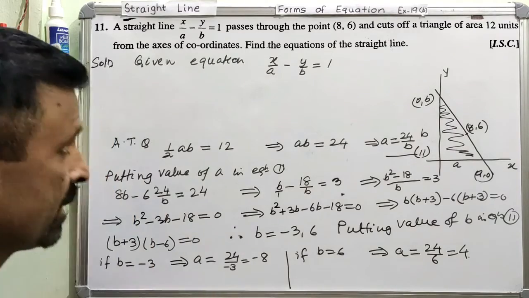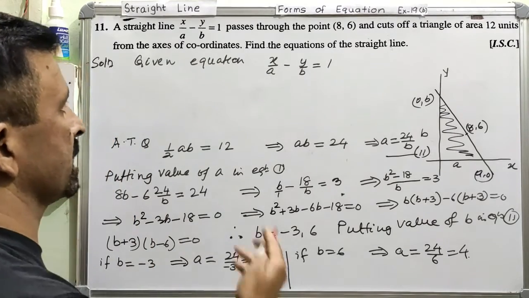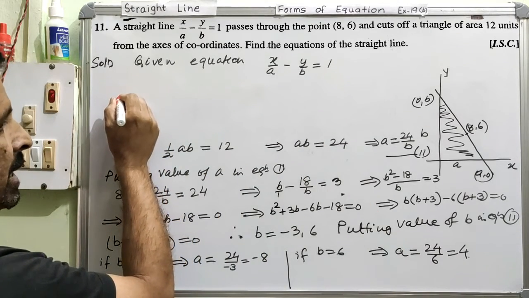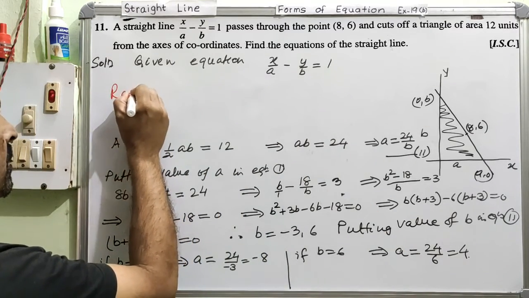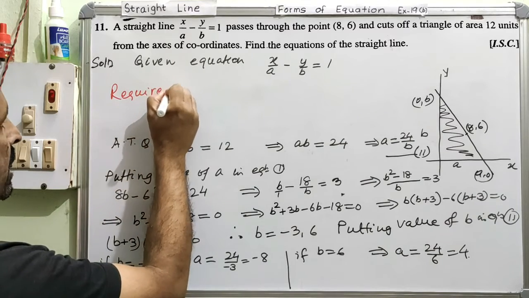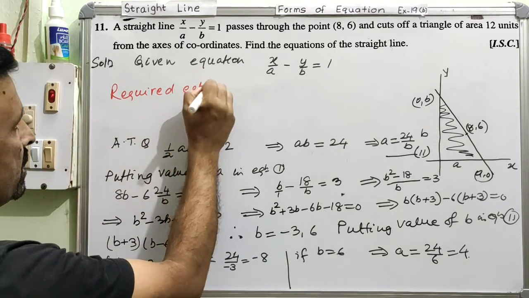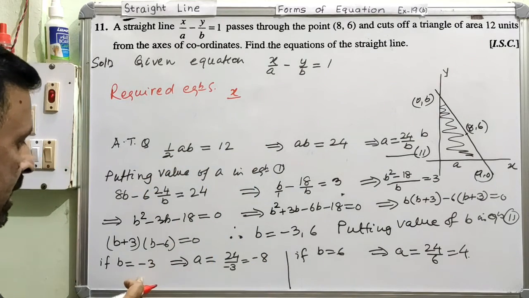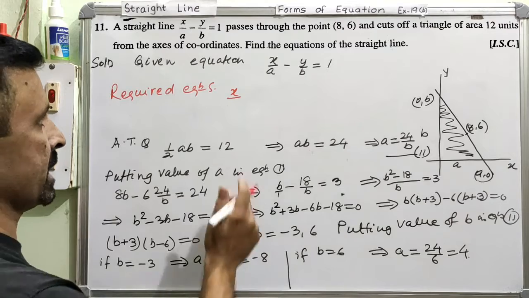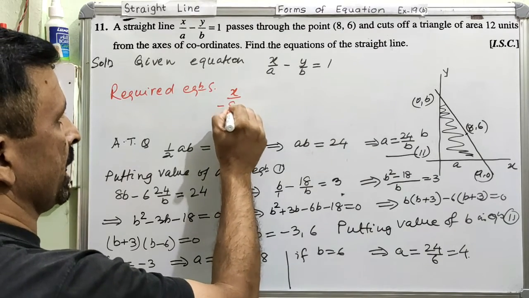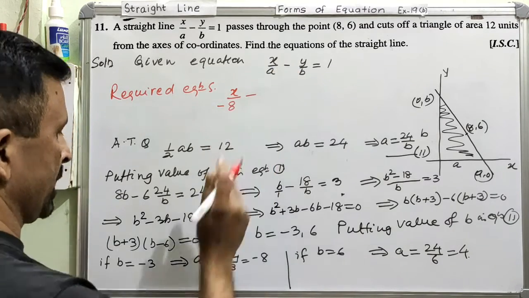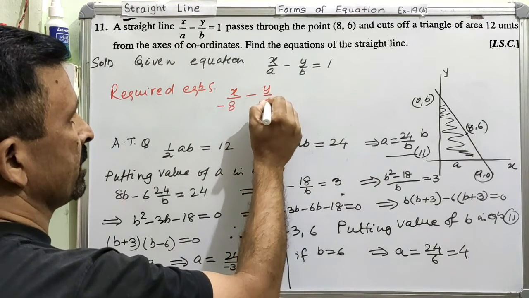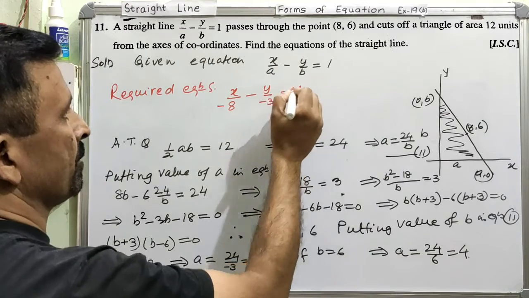And this I will write with a different color so that you will know that this is the continuity from here. So the first equation will be the required equation number 1, x over a. From here we are getting x over a, A is -8, minus, then b is -3. So y over -3 is equal to 1.